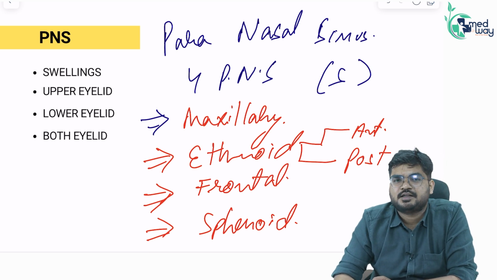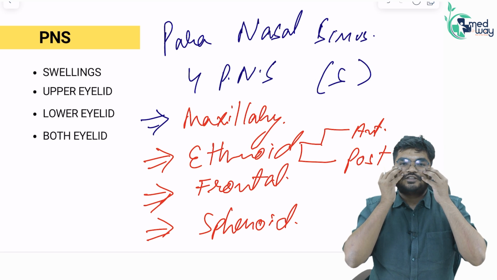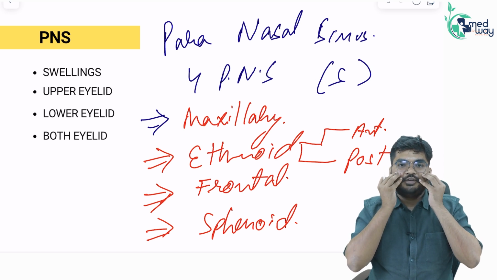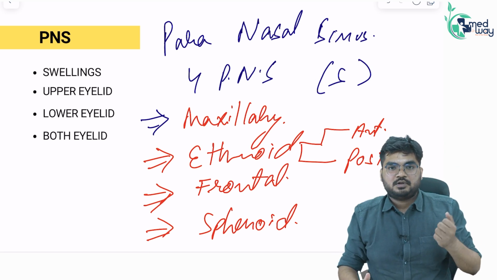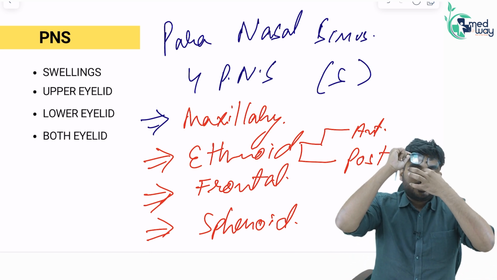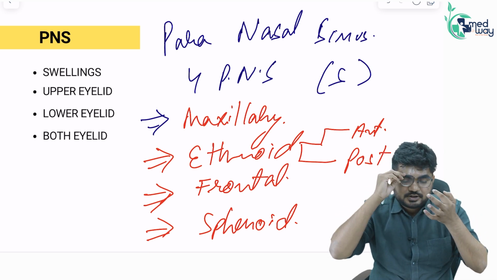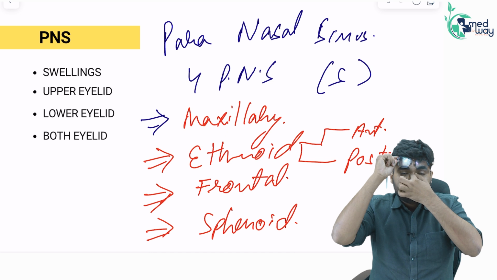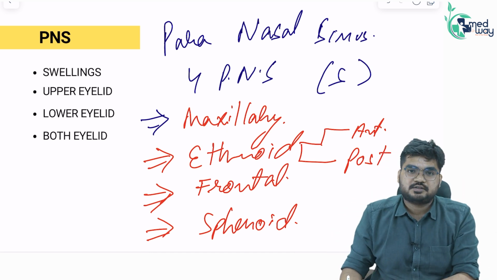These 4 paranasal sinuses, what is the basic location of these paranasal sinuses? Sir, can you explain? Yes. Basically, the maxillary sinus is present here over the cheeks. If I go inside the cheeks area, this is the location of the maxillary sinus. What is the location of the ethmoid sinus? Sir, the ethmoid sinuses are present over here. Where? Medial to the medial canthus of the eye. This is the location of the ethmoid sinuses.